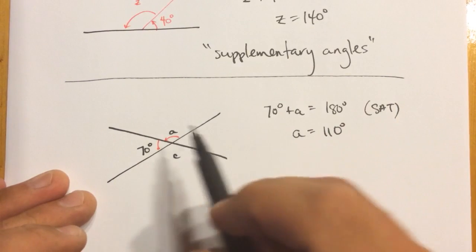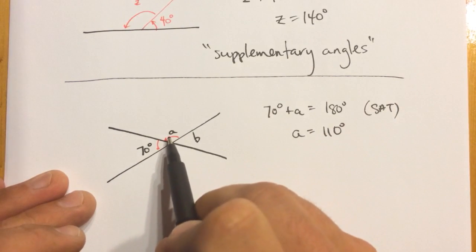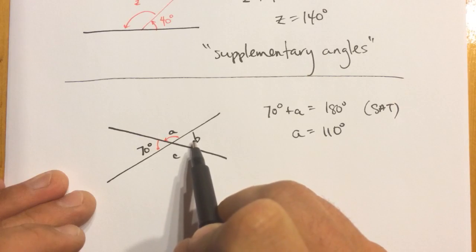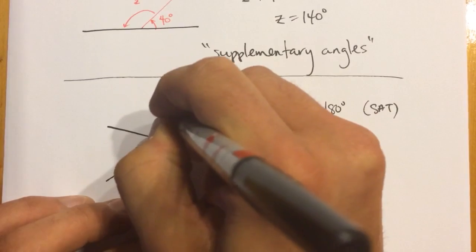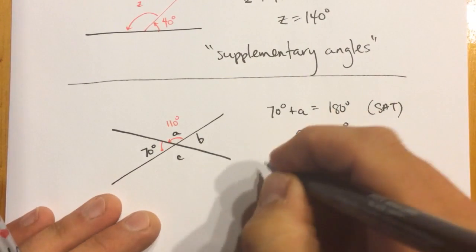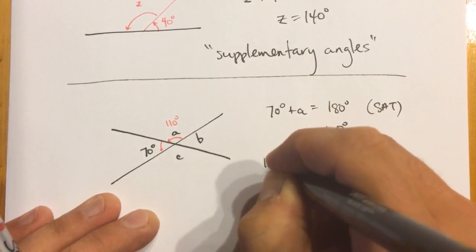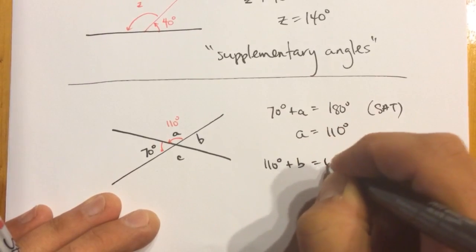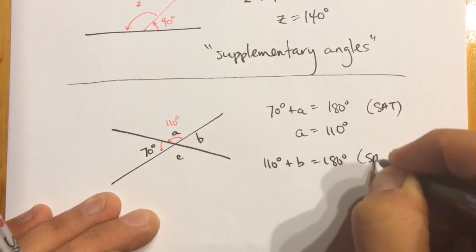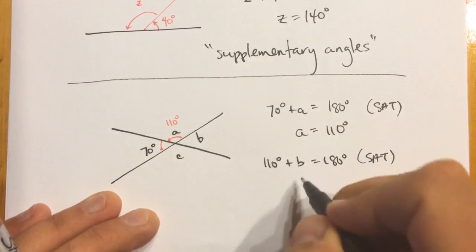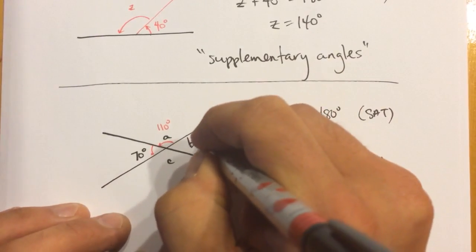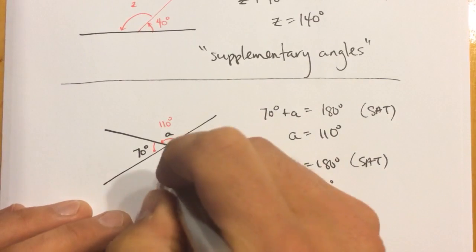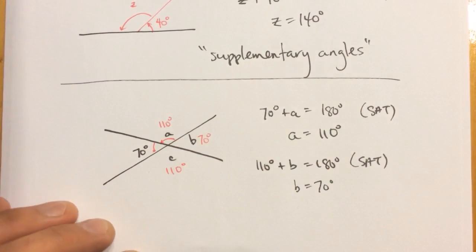But then I can use the same logic to see that A plus B is 180, but A is 110. I know that now. Let me just write that in here. So I know that 110 plus B equals 180. Again, that's the supplementary angle theorem. B must be 70 degrees. And using the very same logic again, I can see that C must be 110 degrees.